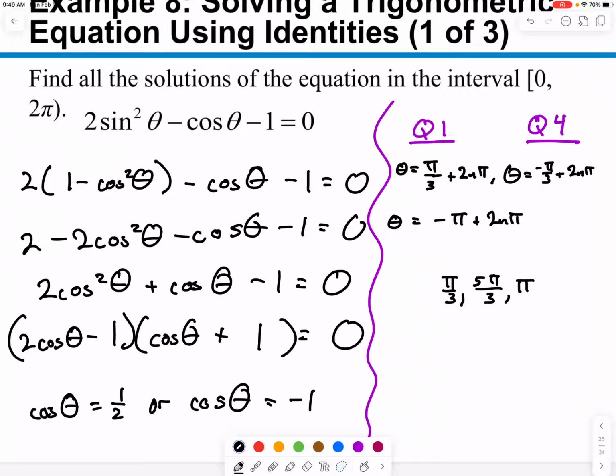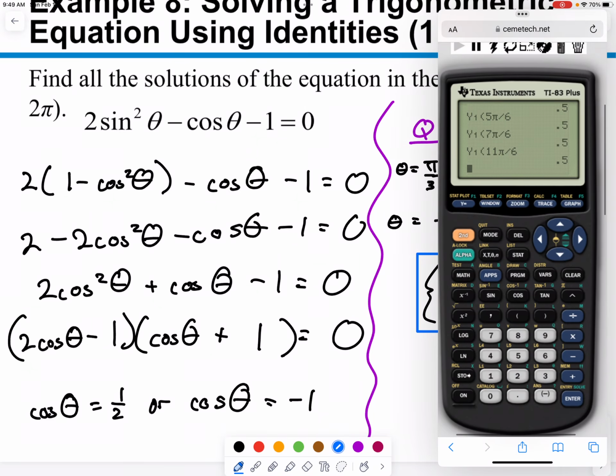Okay, so let's at least check these results. Hopefully we didn't miss any. I don't think we missed any. We didn't have any weird double angles or anything like that. So let's just check this in our calculator before we compare it to our prepared notes.